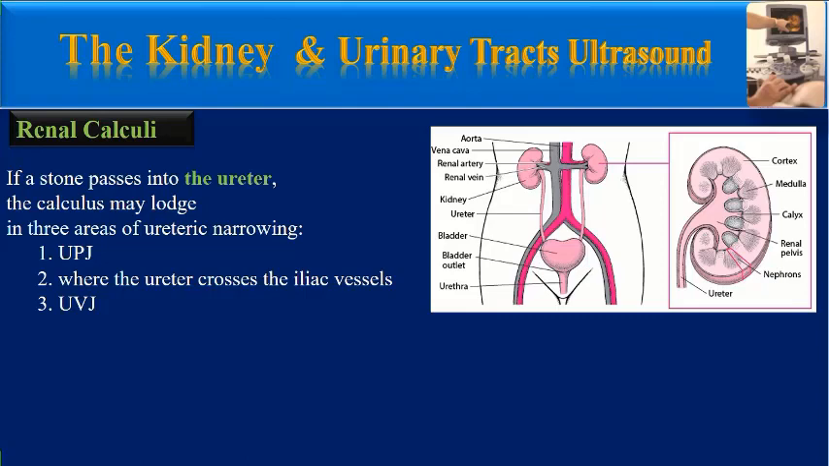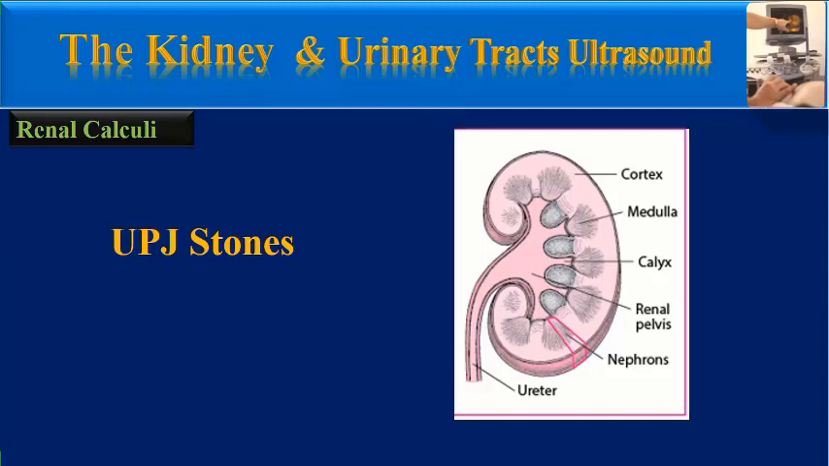areas of ureteric narrowing. The first one is the ureteropelvic junction. The second one is where the ureter crosses the iliac vessels, and the third one is the ureterovesical junction. First one, ureteropelvic junction stones.